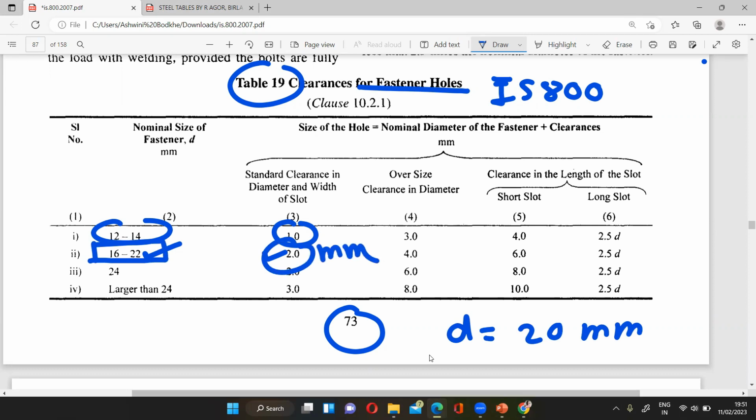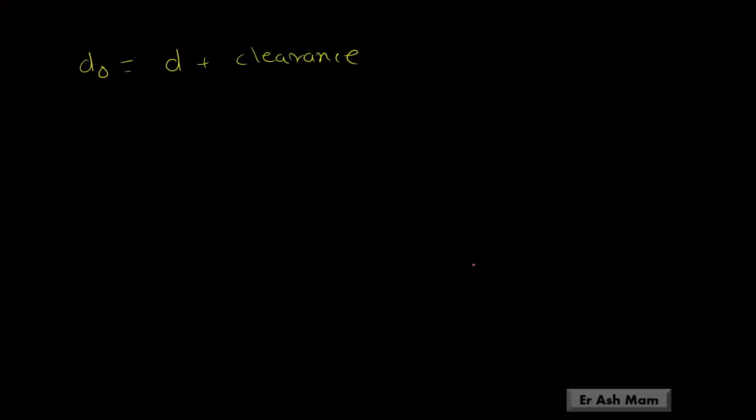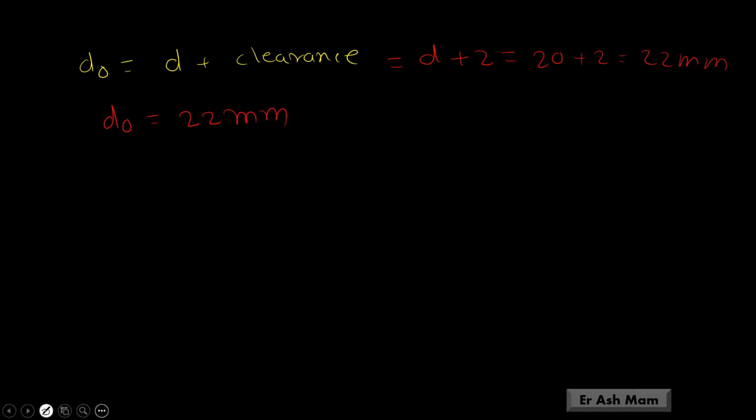Okay, let's go back to our question. Therefore, clearance will be 2 mm. d plus 2 equal to, we know the diameter is 20 mm given, 20 plus 2 equal to 22 mm. Therefore, d naught, diameter of hole, equal to 22 mm.